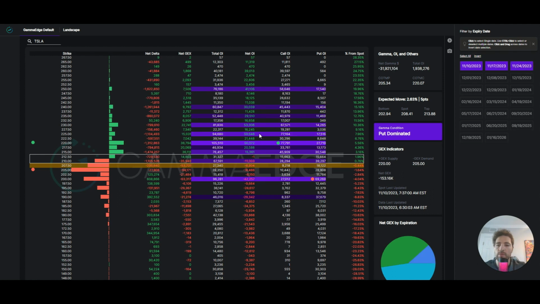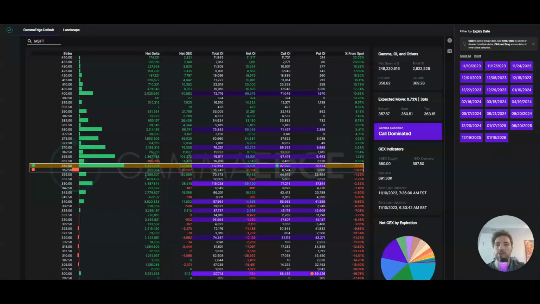And then again, looking at the next 2 weeks and today, we're below transition. Negative GEX at 205, plus GEX at 220. So in order to get excited about 220, I'd first need to get above positive transition, which is 202.50. So Tesla not looking super constructive here.